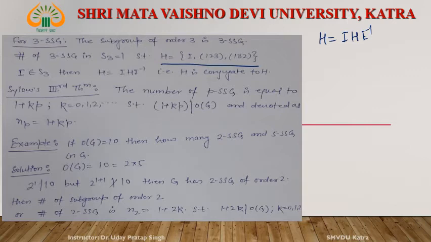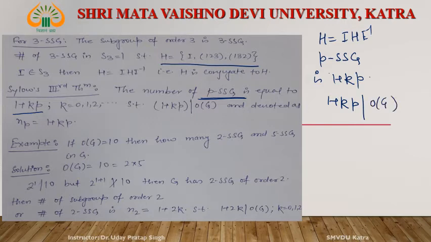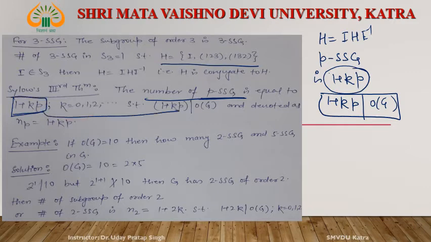See the third theorem. The third theorem says that the number of p-SSG is equal to 1 plus kp. Okay, but what is 1 plus kp? 1 plus kp must divide order of G. This number must divide order of G. The number of p-SSG is 1 plus kp, first thing, and this 1 plus kp divides order of G.